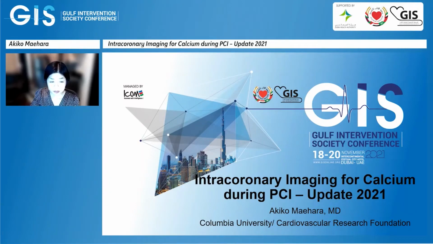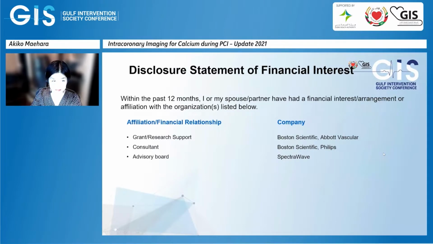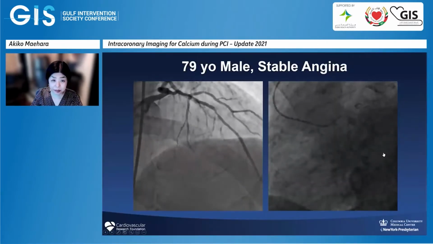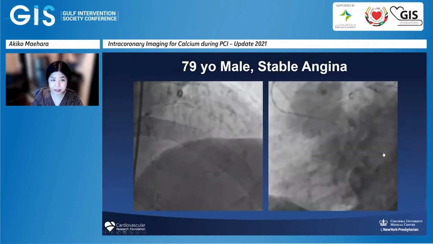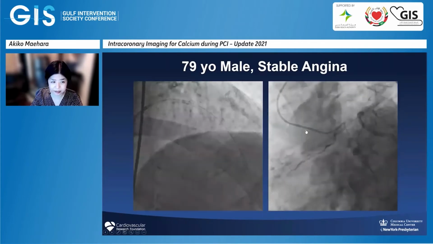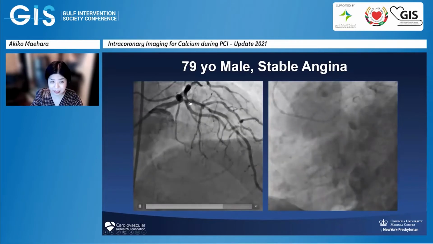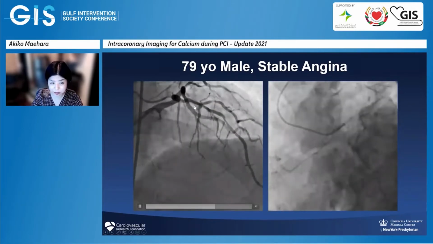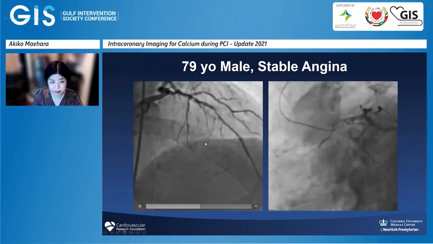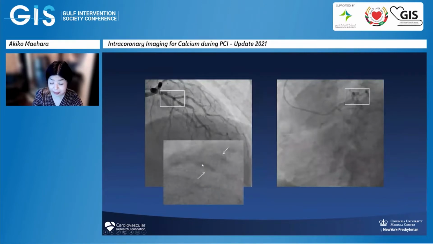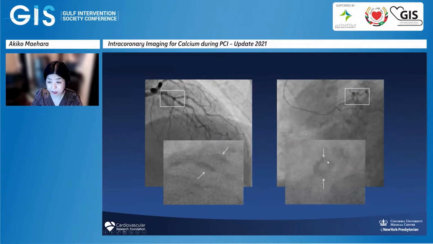So I'd like to talk about intracoronary imaging for calcium during PCI, an update to 2021. Let me start with this case. This is a 79-year-old male with stable angina, and you can see the proximal LAD having the stenosis, and you can recognize calcium by angio. In this view, I can see the calcium on both sides, and in this view, I can see the circumferential calcium.